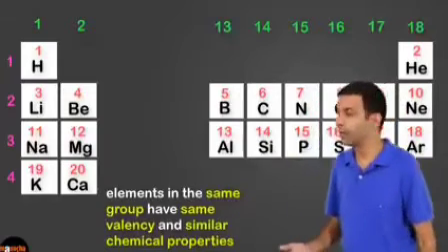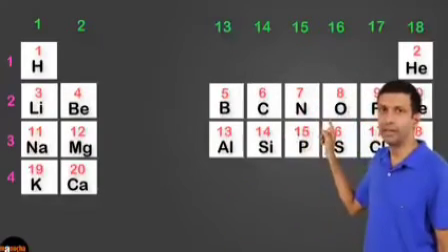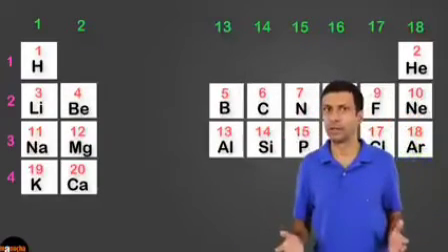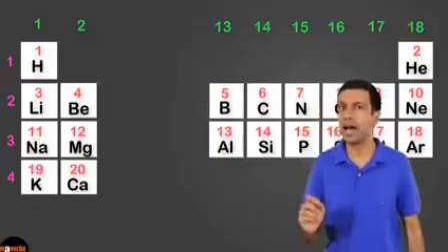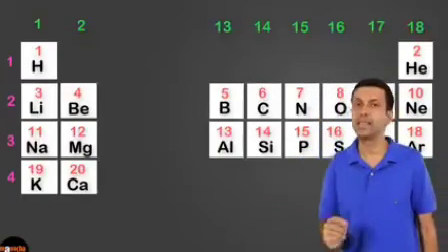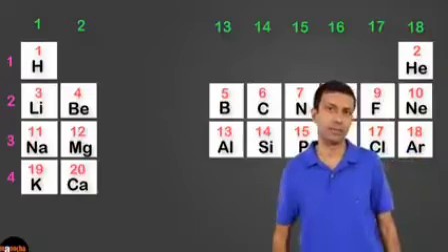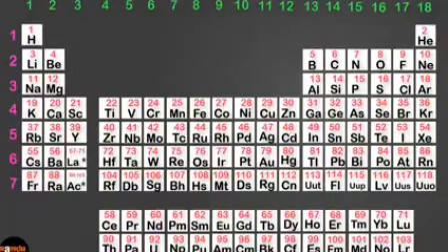Now the group numbering that we saw from 1 to 18 is the new scheme. There is an older scheme that uses Roman numbers and alphabets A and B. Let's take a look at the old scheme as well. As we have seen, the new scheme has group numbers from 1 to 18. Now let's look at the old scheme. Group 1 has the number 1A. Note 1 is written in Roman numeral and the alphabet capital A.